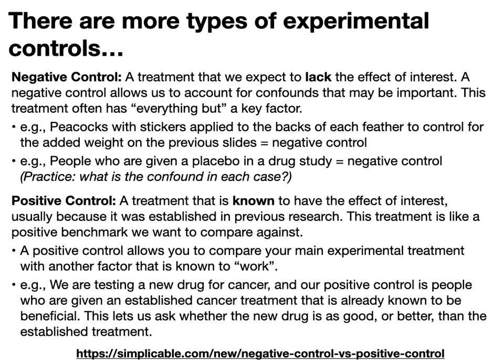Okay, so as an example, suppose you're testing a new drug that might treat some cancer, and our positive control would be people who are given an established drug that's already known to be beneficial for that type of cancer. That lets us ask whether this new drug is as good or maybe even better than the established treatment. These negative control, positive control distinctions can be tricky to remember. I've highlighted a blog post at the bottom here that I thought was pretty helpful.